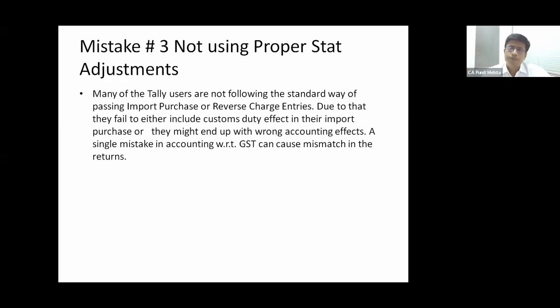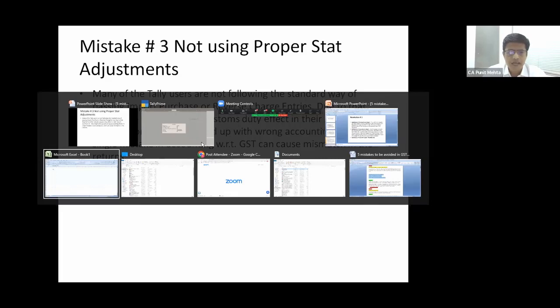Now the government is asking, in the current 3B, that you have to reverse, show this as a reversal of the GST. Earlier, there was no such requirement. So users need not follow the stat adjustment that Tally had given. Tally had got this option of reversal right in 1-4-2017.